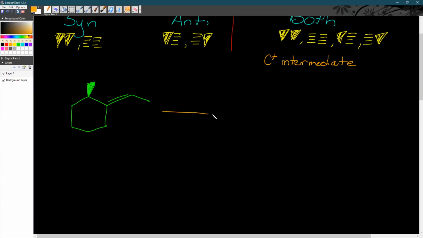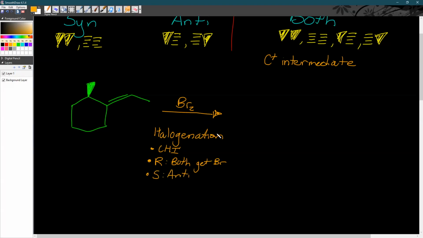Let's take a look at what our reaction would be. Let's say that we're doing Br2, which already we know is the halogenation reaction. We know that this reaction proceeds through that cyclic halonium intermediate. We know that its regioselectivity doesn't really matter. Both get an X. And the stereoselectivity is anti, right? This is all information that you should be able to just recall immediately based on those reactions we did in the last video or even from the alkene comparison chart, okay?